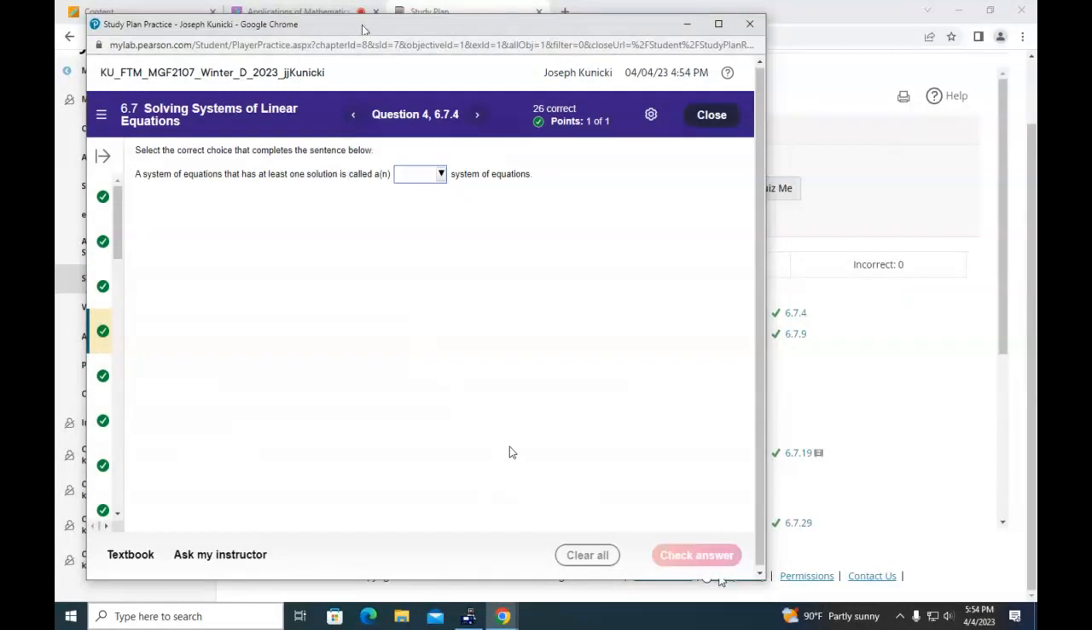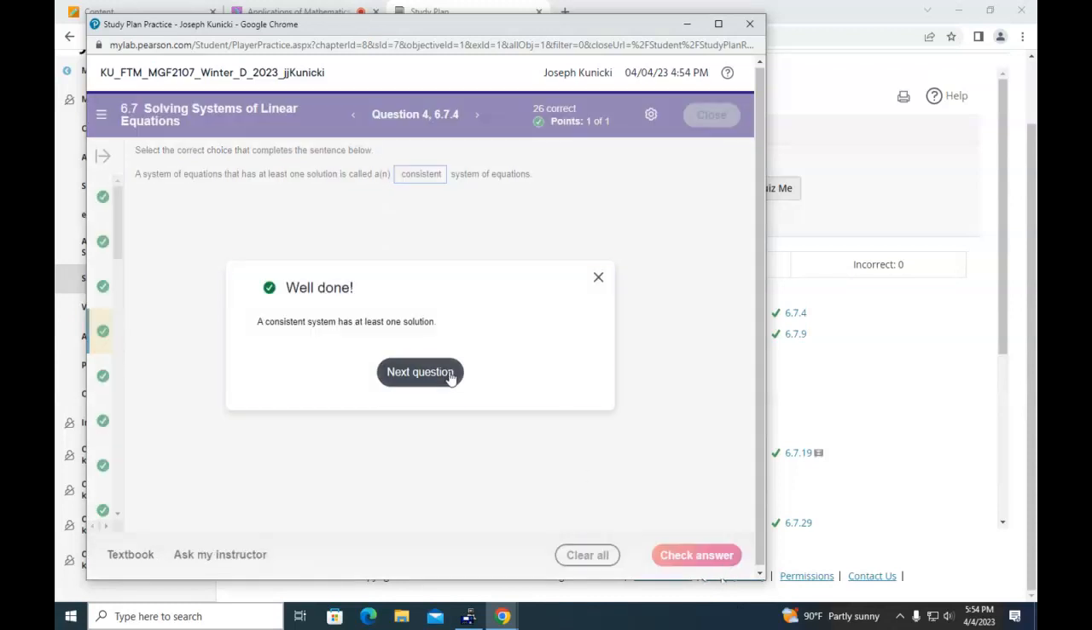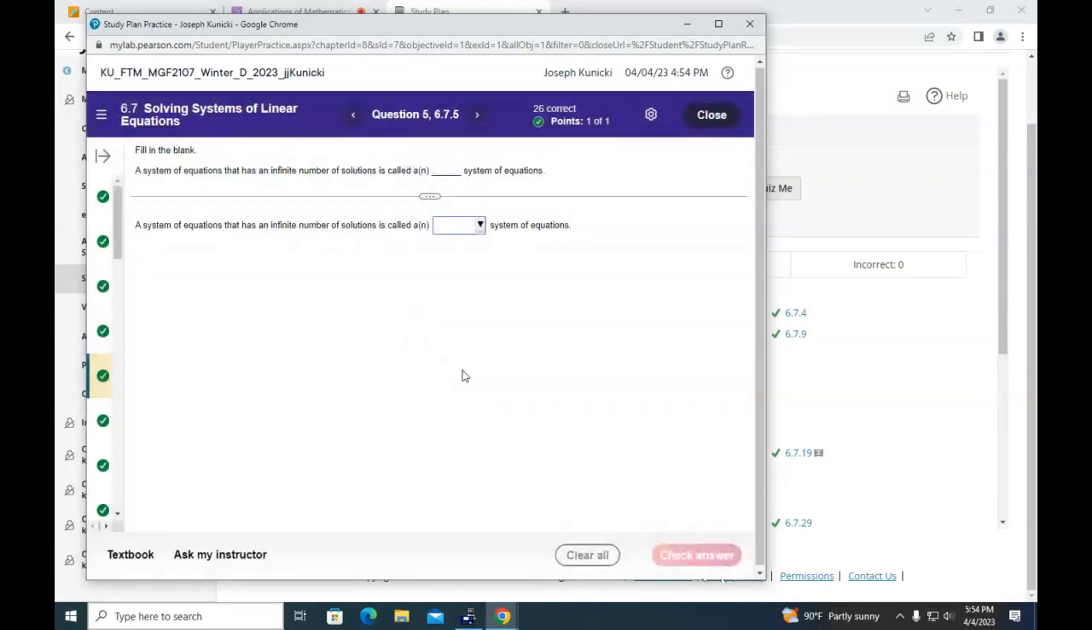Any system with a solution is called consistent. The ones that have one solution are called independent, and the ones with infinite solutions are called dependent. But they're both consistent. It's just that they're different from the inconsistent ones. A system of equations that has at least one solution is called consistent. If it has one solution, it's independent. If it has infinite solutions, it's dependent.